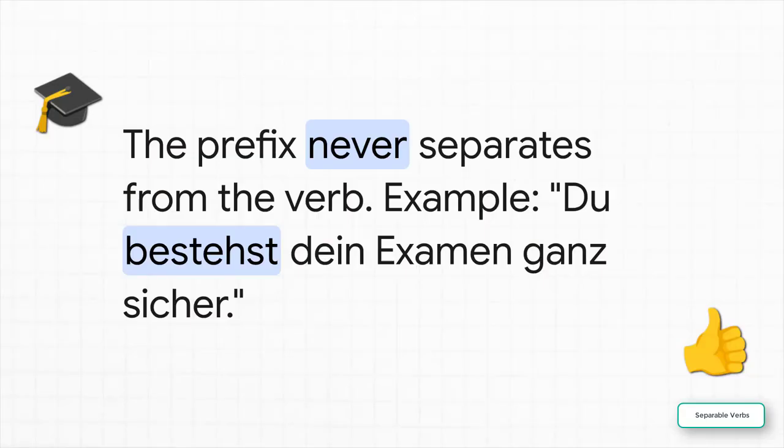Check this out. The verb here is bestehen, which means to pass, and it's got that be prefix. Notice how it's totally glued to the verb. Du bestehst dein Examen. It stays right there. You would absolutely never say, du stehst dein Examen be. It sounds, well, totally wrong to a German speaker, because be is a classic non-separable prefix.